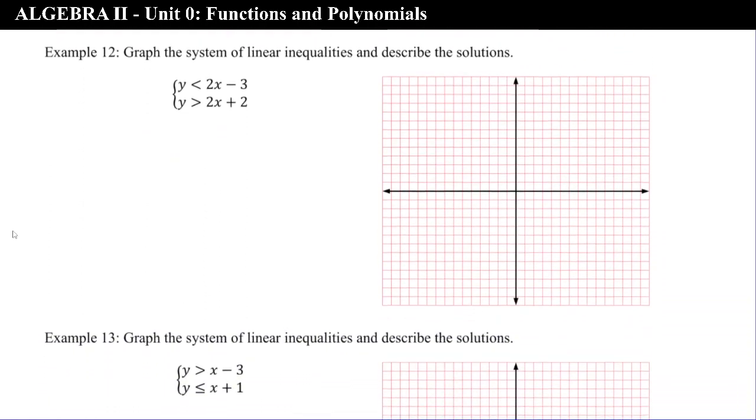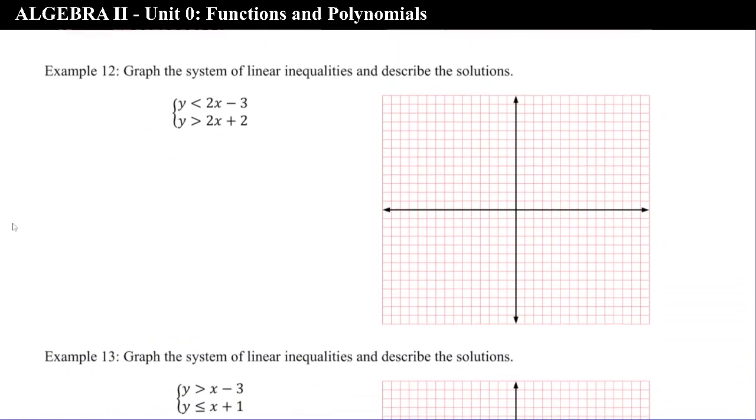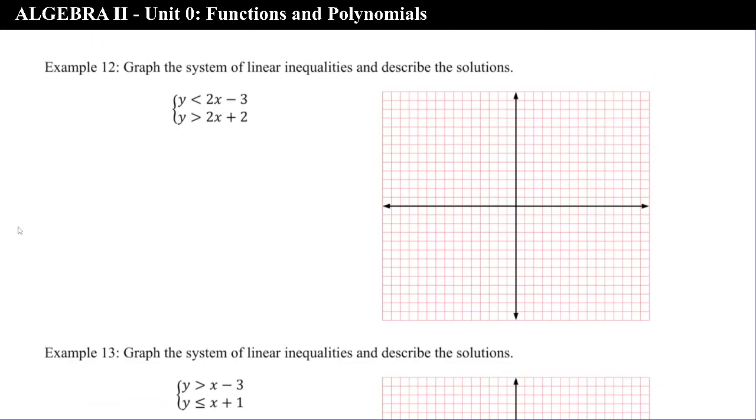So here in example 12, we are going to graph the system of linear inequalities and describe the solutions. So we are given 2 linear inequalities, and they are already nicely placed in a form that is slope-intercept form. They just have an inequality now instead of an equal sign.